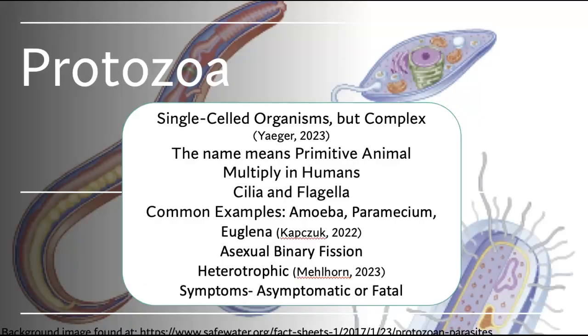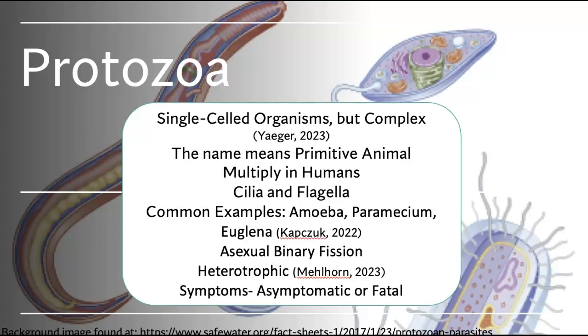So protozoa are unicellular organisms, but despite their small size, they're actually very complex. They are sometimes referred to as the pinnacle of unicellular complexity, meaning that they are not simple. And the name protozoa means proto, primitive, and zoa, animal, so they were primitive animals, meaning one of the first forms of life.